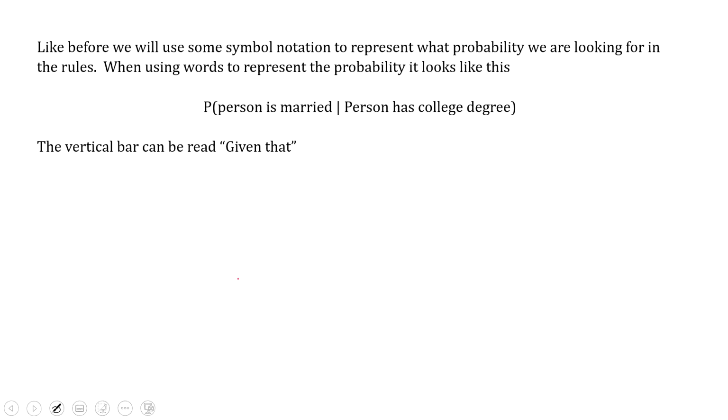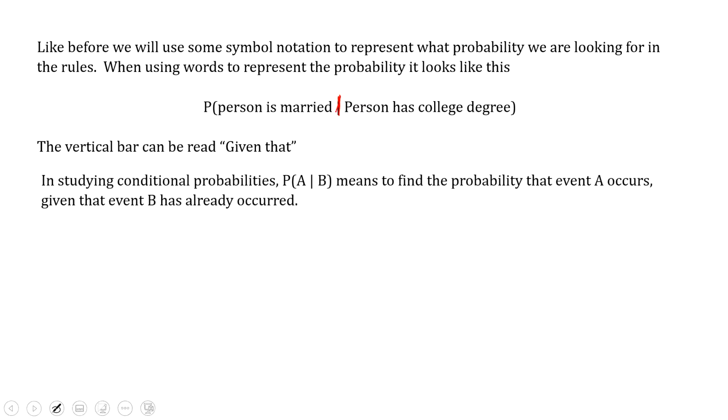Like before, we can use symbols to notate what we're looking for, so we can start working through problems. You see the symbol, the bar, is what we're looking at for a conditional. So what we're looking at is the person is married, given that that person has a college degree. That's how you read the vertical bar, it's given that. So in just symbols, we can go the probability of A given that B happened. So we're trying to find the probability of A knowing that B has already happened.